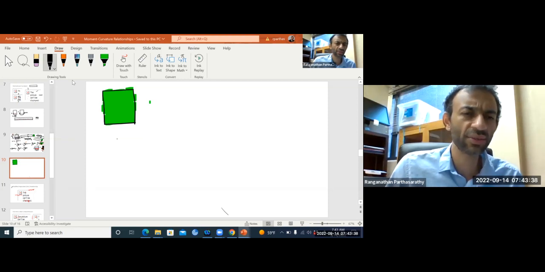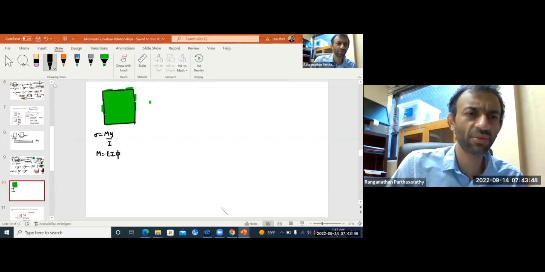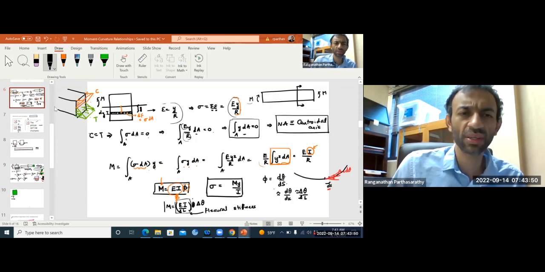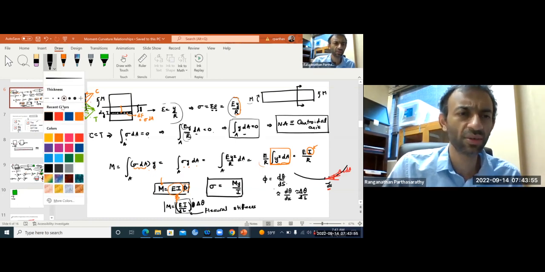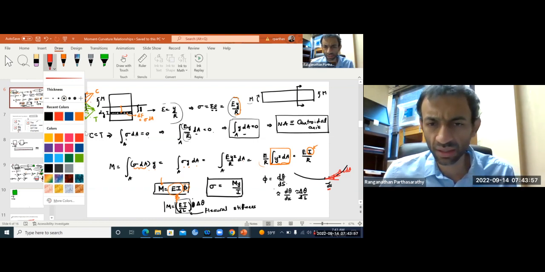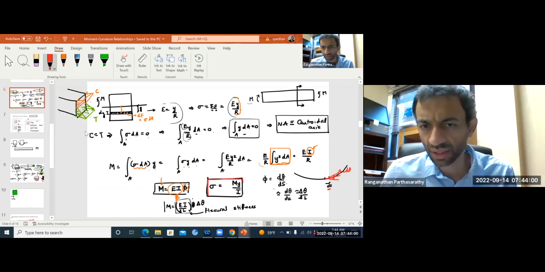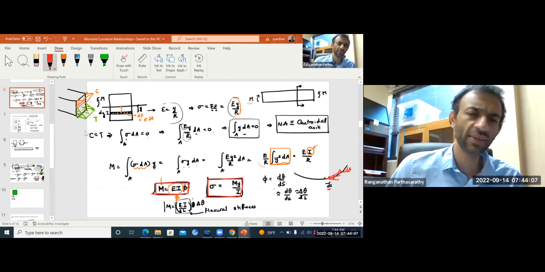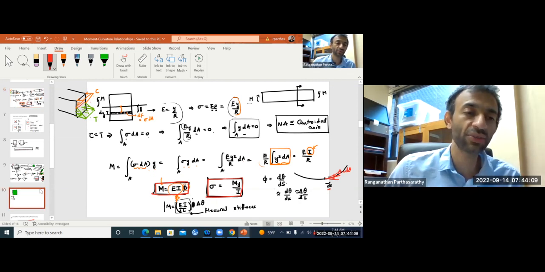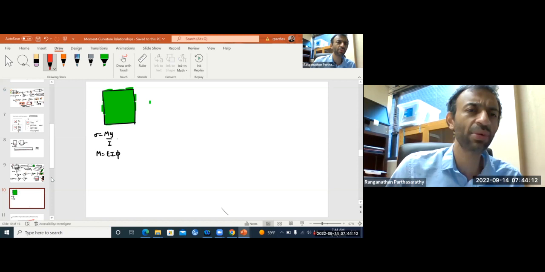So here I can use my equation. Sigma is M y over I. Moment is E times I times curvature. Everything that I derived for my uniform material, whatever equations I derived, those are my key equations. I can use that, no problem, when I have the same material.